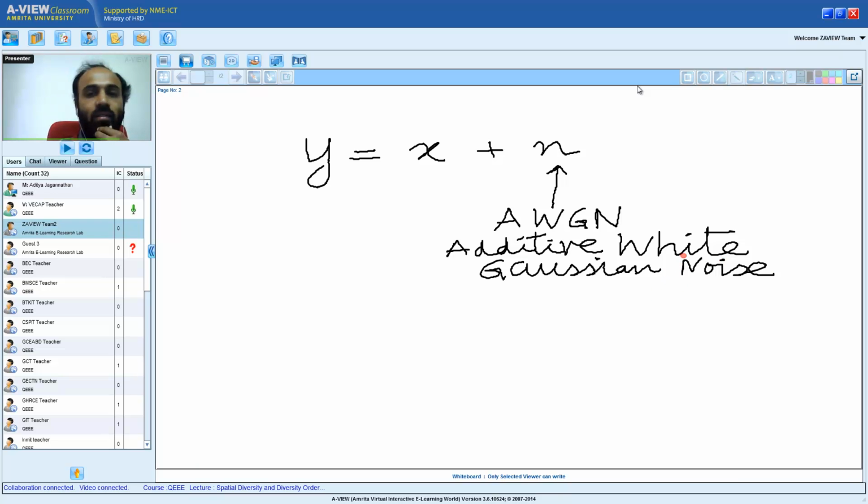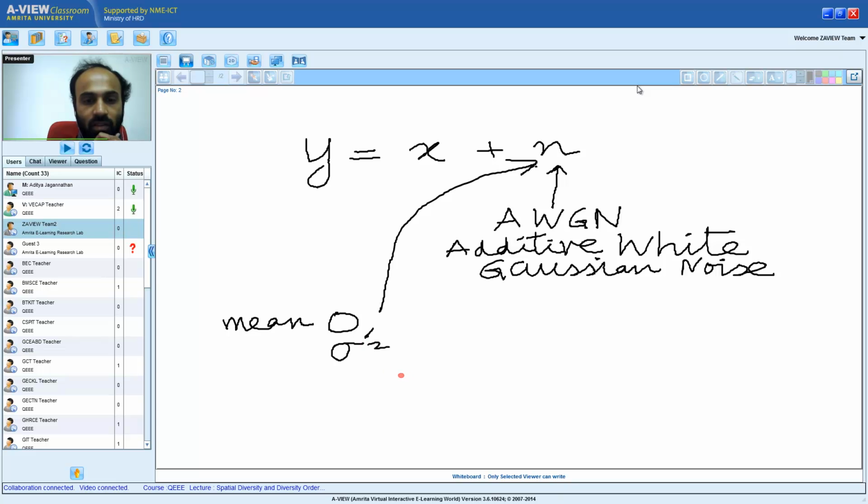It stands for additive white Gaussian noise, where the noise is Gaussian, meaning that if I look at the distribution of the noise, it is Gaussian with zero mean and variance sigma square. If I draw the distribution of the noise, it is going to look like a Gaussian curve. Where is the center of this Gaussian curve? Can someone tell me, the mean is 0, where is the center?